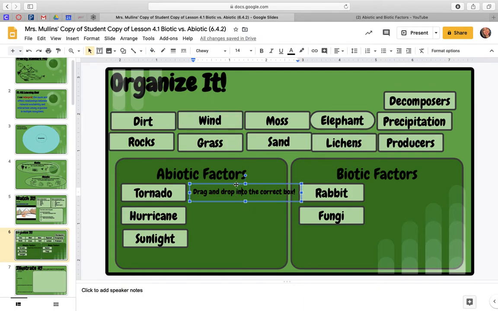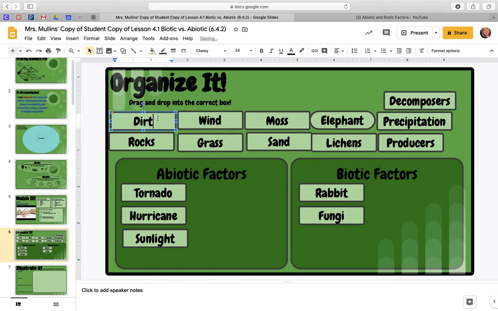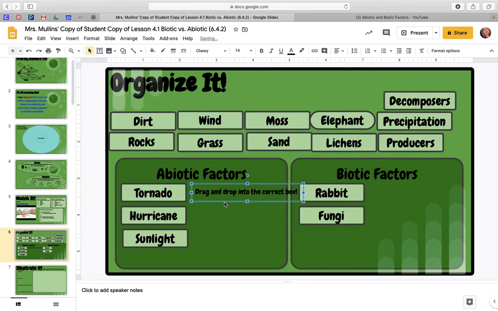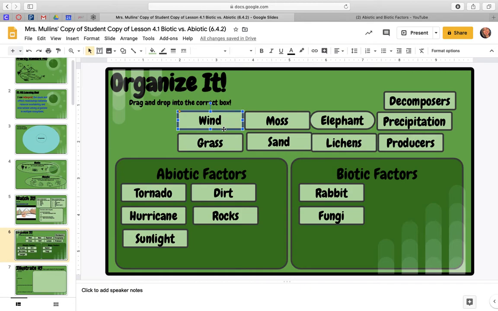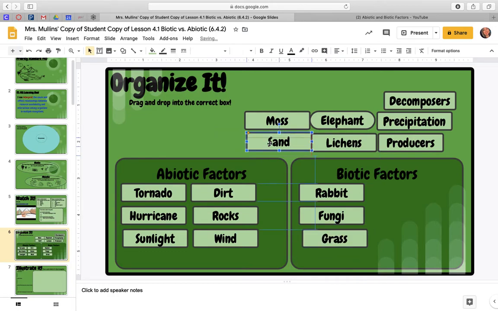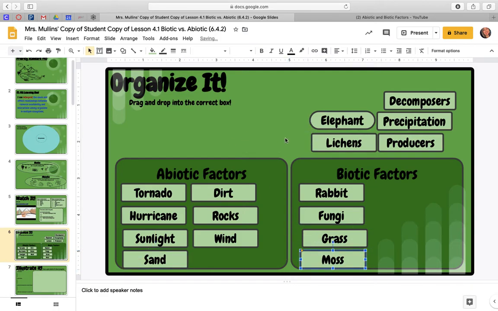Wind, oops, let me undo that. Why do I keep doing that? Okay, here we go. Let's try to drag it from the bottom. All right. Rocks, not living. Wind, not living. Grass, living. Sand, non-living. Moss, living. Elephant, living. Lichens are living.